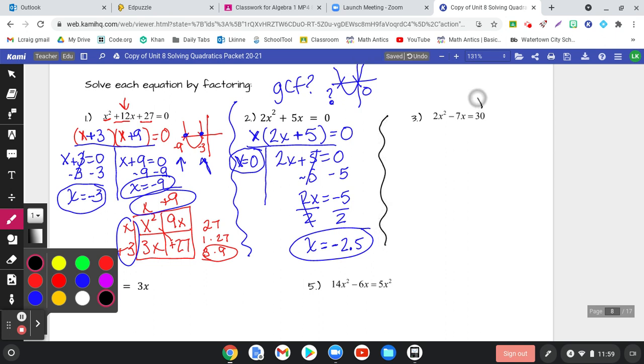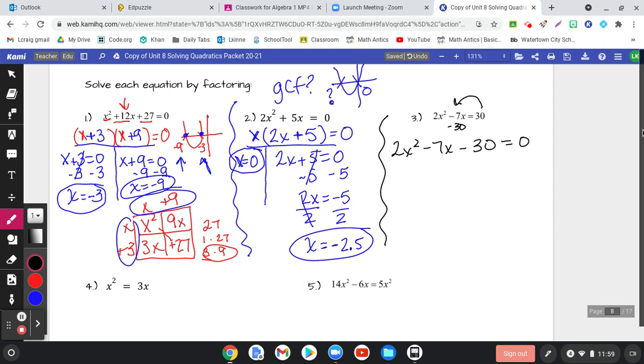All right, this one, that 30 needs to go, okay? So if it's positive over here, to get it on this side, we're going to have to subtract it. So I'm just going to rewrite it. I've got my 2x squared, my -7x, and then my -30 goes last. Remember, you want to put it in to standard form.